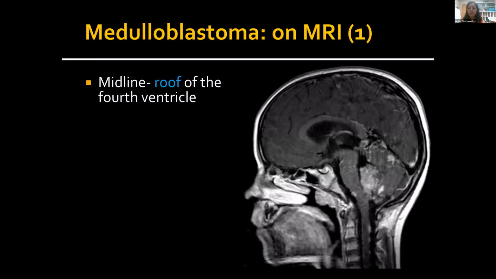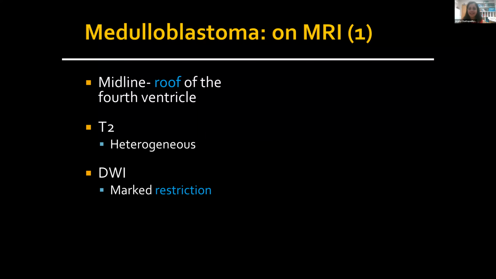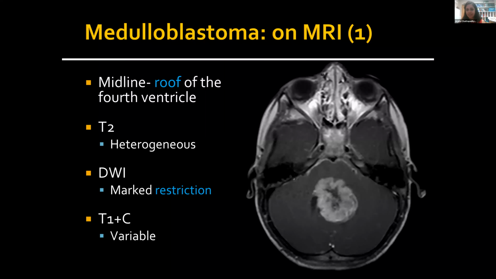On MR, we can see that the tumour arises from the roof of the fourth ventricle. On T2, you can see areas of heterogeneity. And sometimes you can see areas of low T2 signal, which will be a reflection of the increased density. The increased density is also shown as diffusion restriction on the DWI images. And enhancement can be variable.